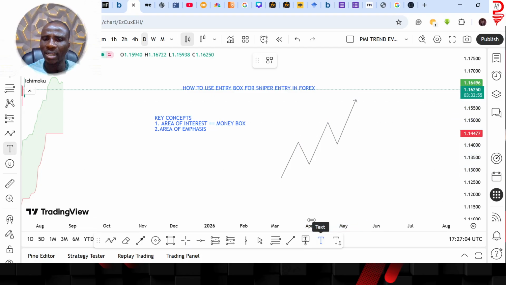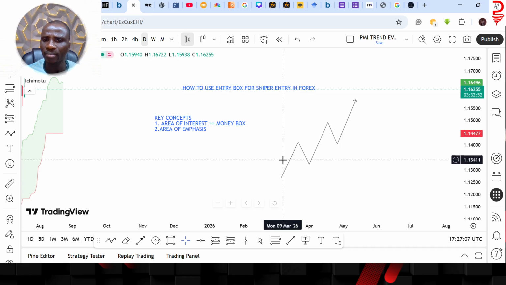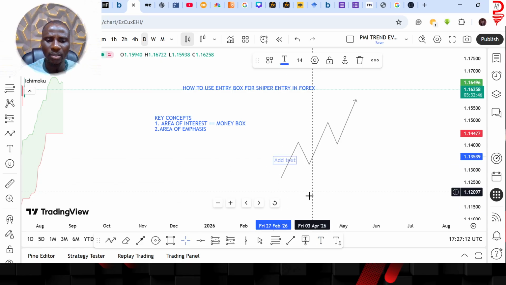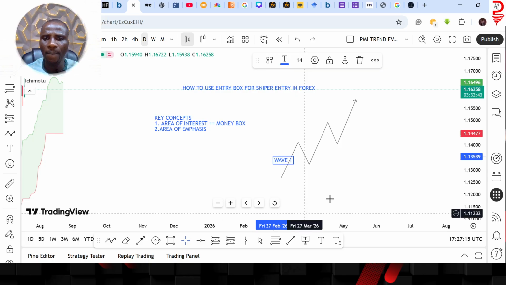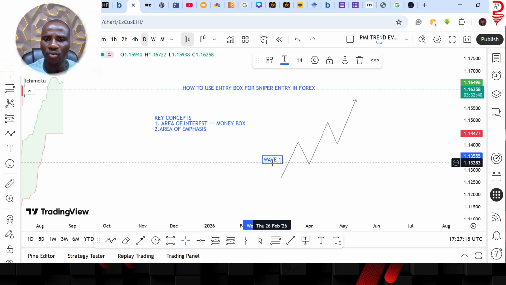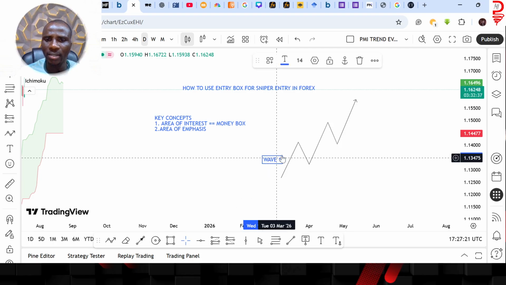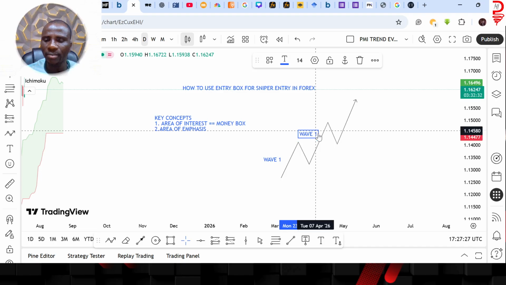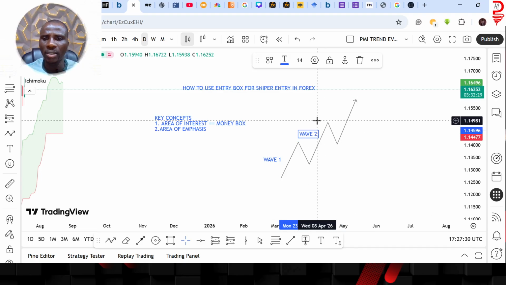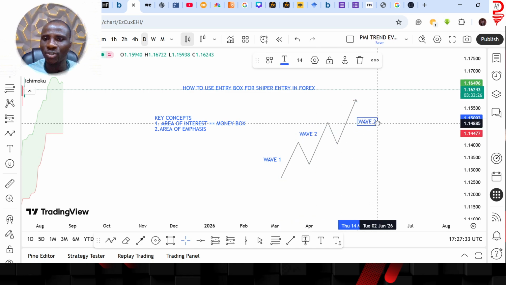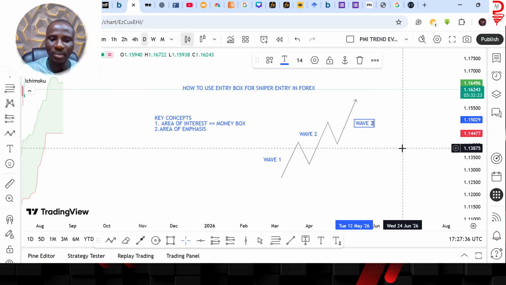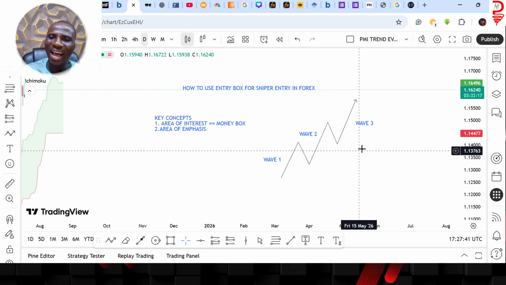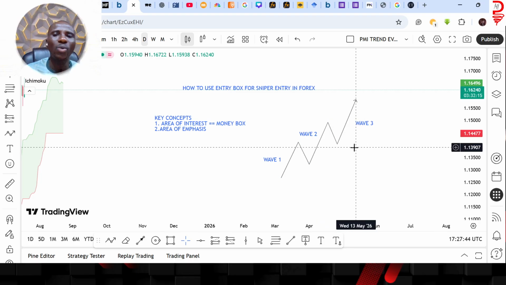Let me label it now. Let's say this is wave one. Let's say this is wave two. But the one that interests you is this third wave that you want to trade, just using this as an example. Now, how do you join this wave at the beginning or the start of the wave?